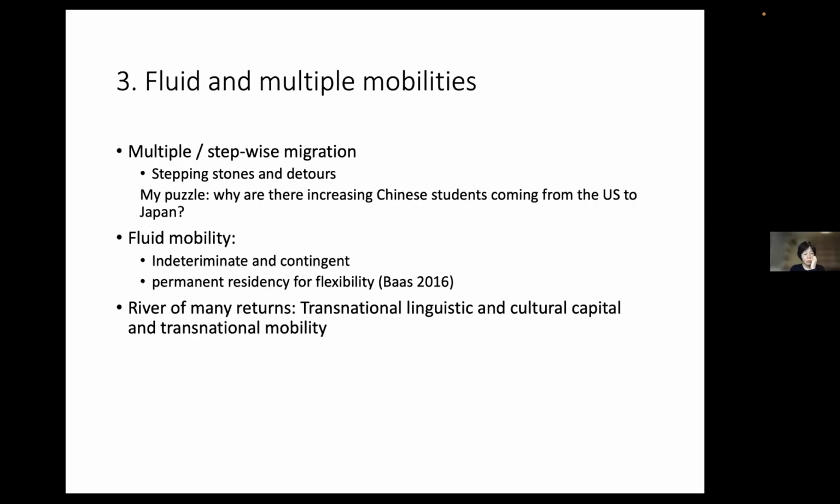Many international students will stay, for example, in Australia. This is a study by Michael Bass, one of my collaborators. He studied Indian students in Australia, and he found that a lot of Indian students would work hard in order to get permanent residency, but the purpose of permanent residency is for flexibility, so they could go somewhere else, do something else. So this kind of fluid mobility is also witnessed among educated migrants.